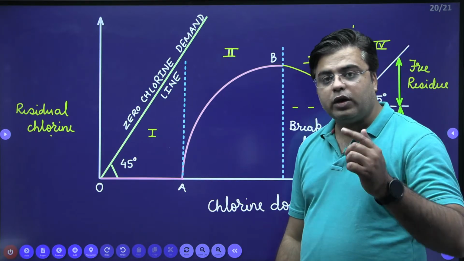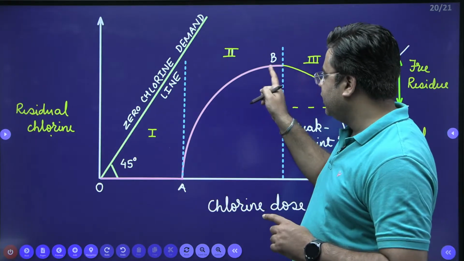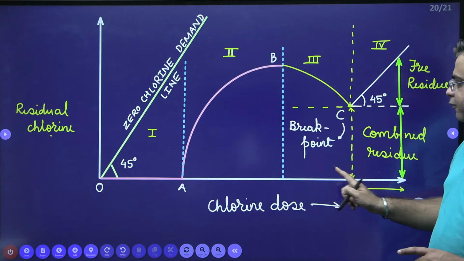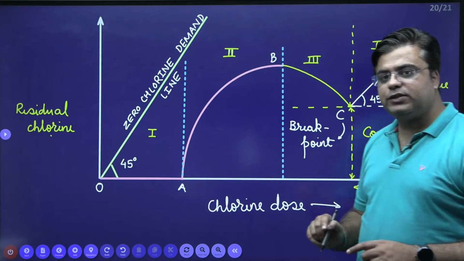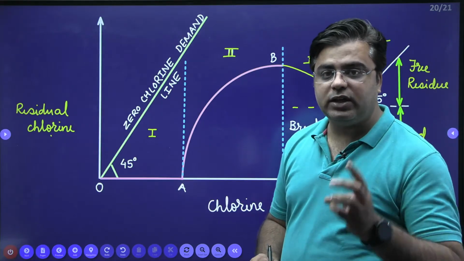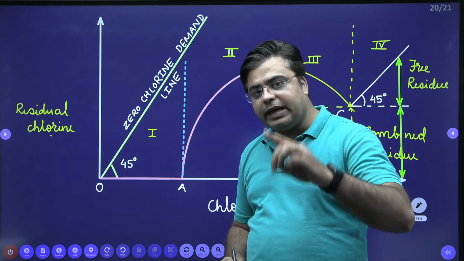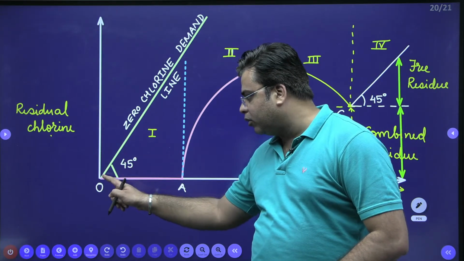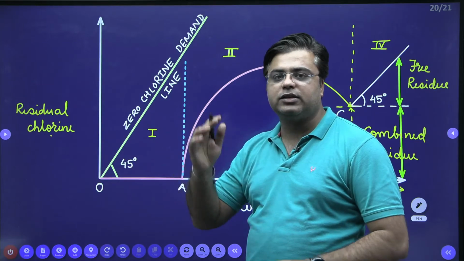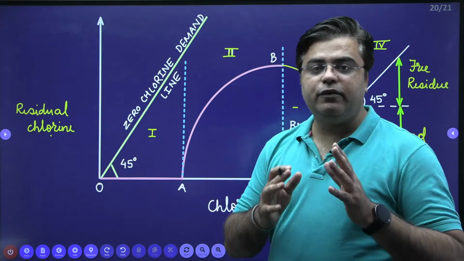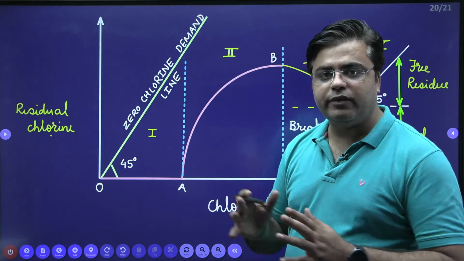But chloramines that are formed in the system carry out the disinfection beyond point B, that is in phase 3. Chloramines will only carry out the disinfection in phase 3. But free forms of chlorine will carry out the disinfection from the moment you have added this chlorine to your water sample, right? So this is a very, very important curve. I hope you have understood this.